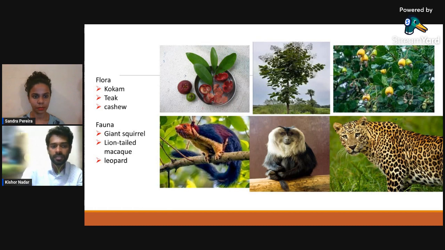Also different fauna such as the giant squirrel, which is the state animal of Maharashtra. Lion-tailed macaque, and leopard are found in these regions. The Western Ghats also in Mumbai, it is found in the Sanjay Gandhi National Park. So the Western Ghats are very rich in biodiversity.